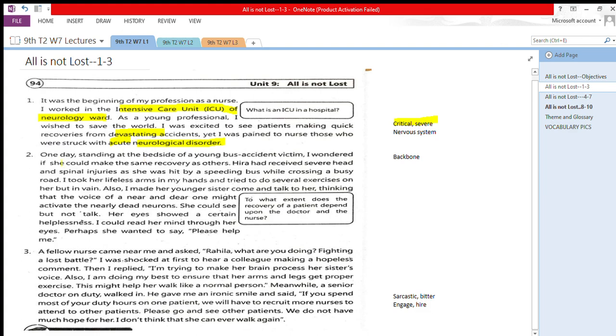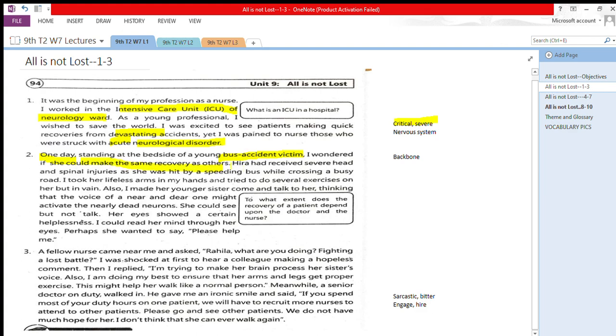So in the second paragraph, she is talking about her experience one day standing at the bedside of a young bus accident victim. So there was a bus accident victim and she was standing next to her bedside and she wondered if she could make the same recovery as others. It means that the patient was in serious condition.